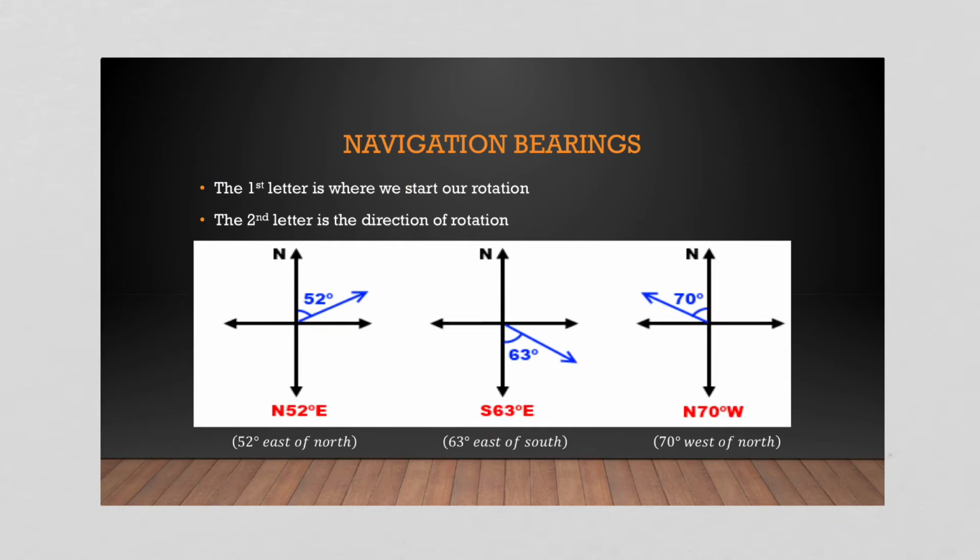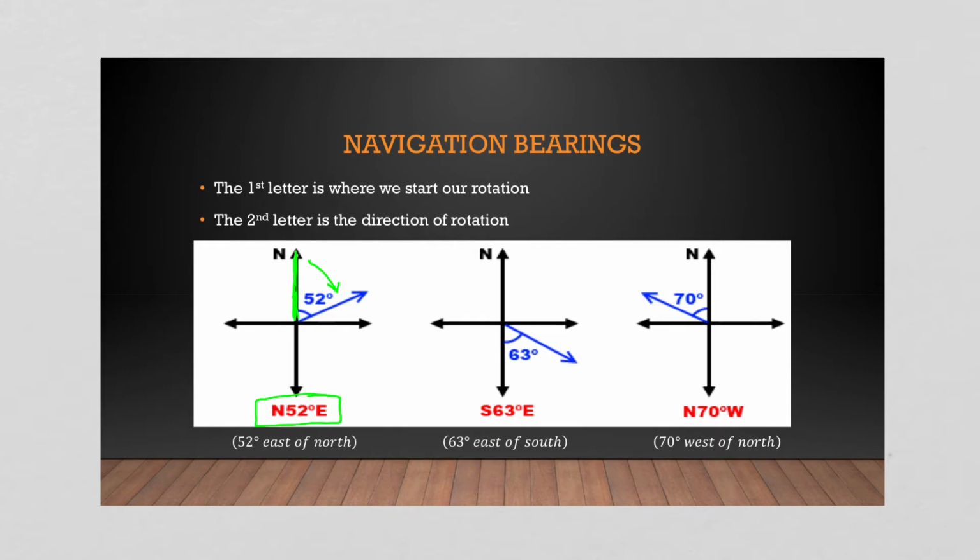The other vocab is navigation bearings. So if you see something like this here, okay, N52E, the first letter is where your rotation starts, and the second letter is the direction of your rotation. So 52 degrees, that's east of north, which means you were north and you've rotated to the east, 52 degrees.